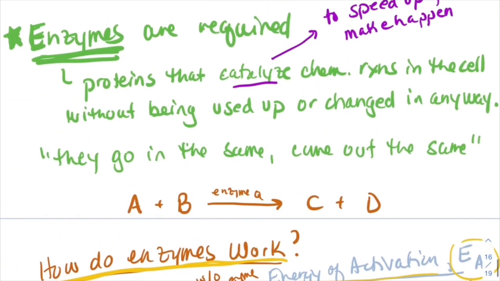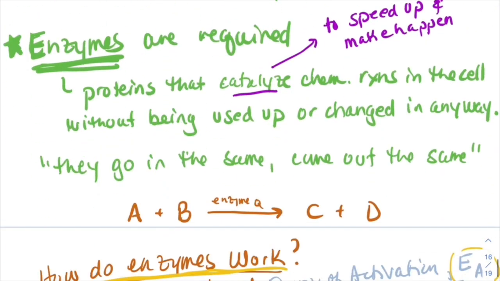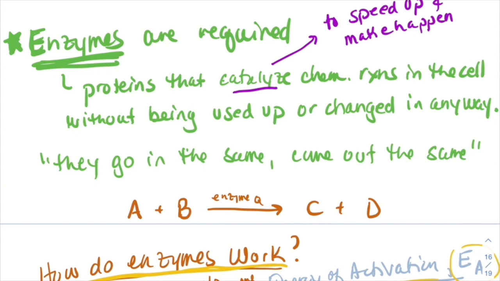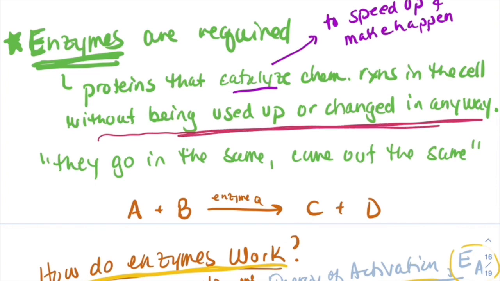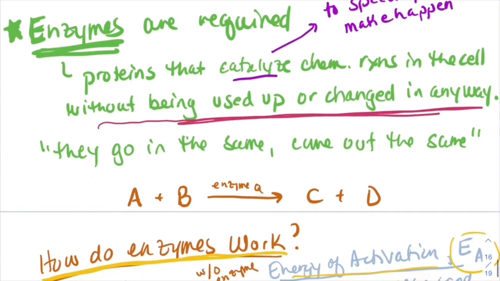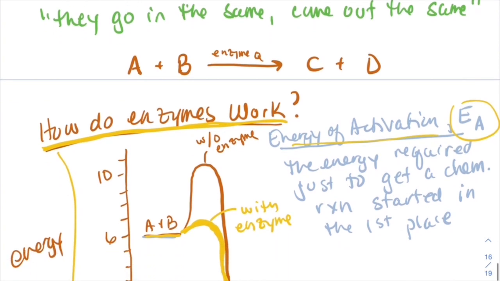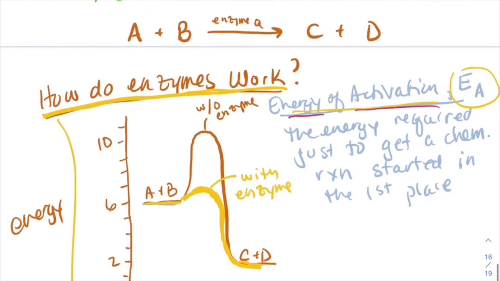We have been talking about enzymes. Enzymes are proteins that catalyze chemical reactions in the cell without being used up or changed in any way. They go in the same and they come out the same. And they work by lowering the energy of activation, the energy that's required to get things going in the first place.